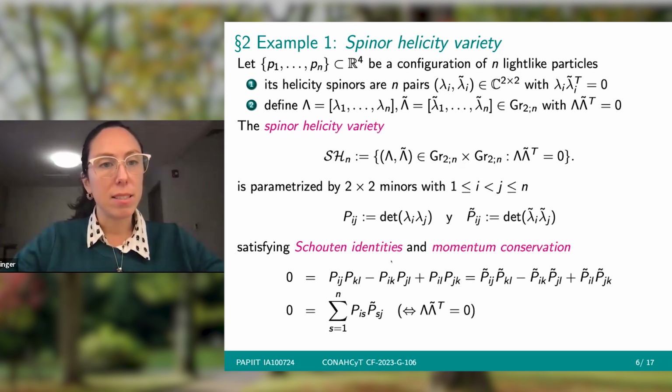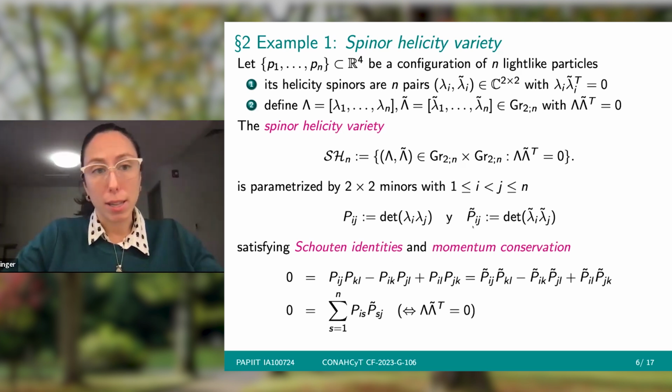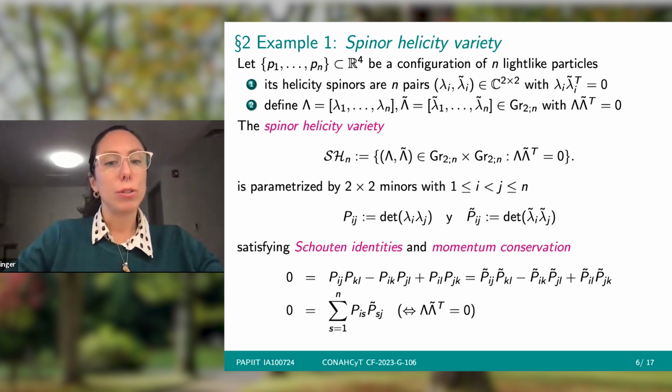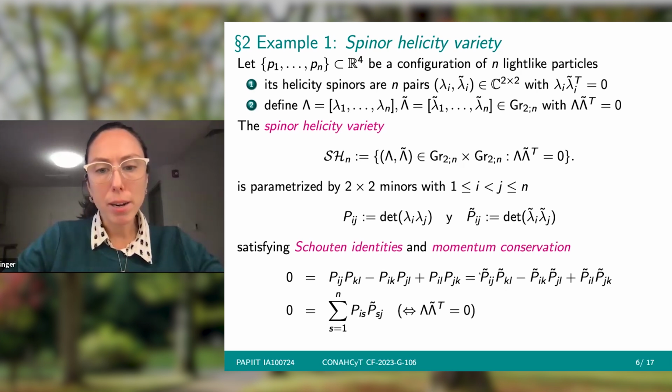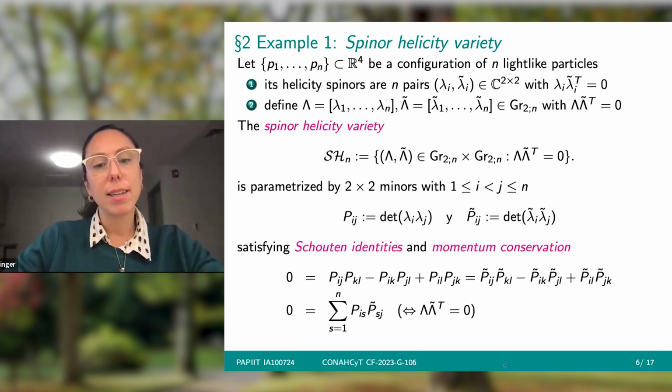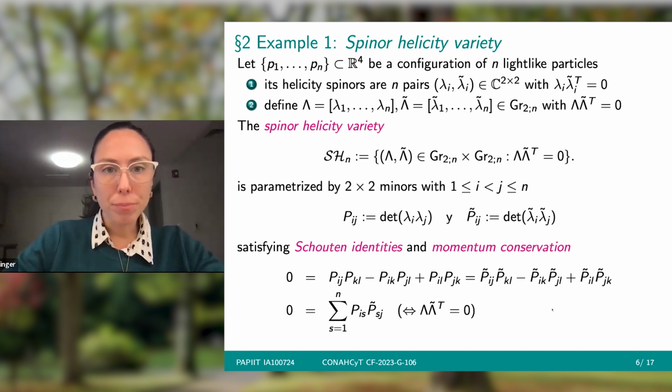The identities that these parameters satisfy, that vanish on my space, are called Schouten identities in physics, but these are just Plücker relations of 2 by 2 minors on each side. And then I have relations between the two sets of Plückers that come from momentum conservation, and they are of this form.